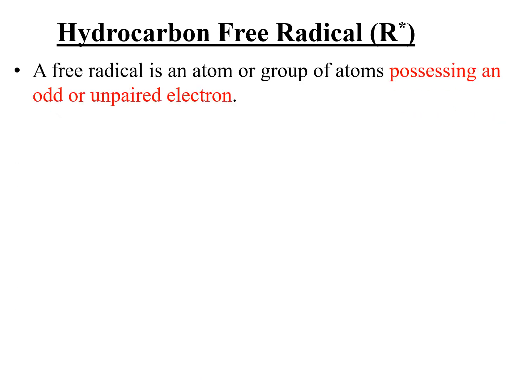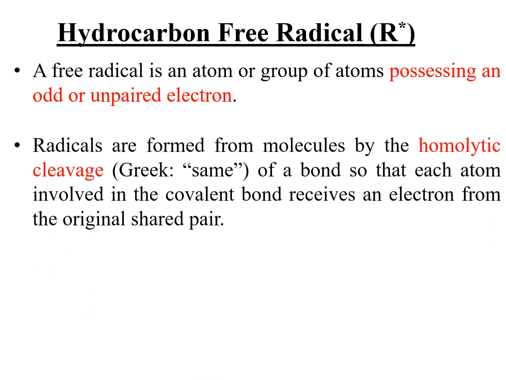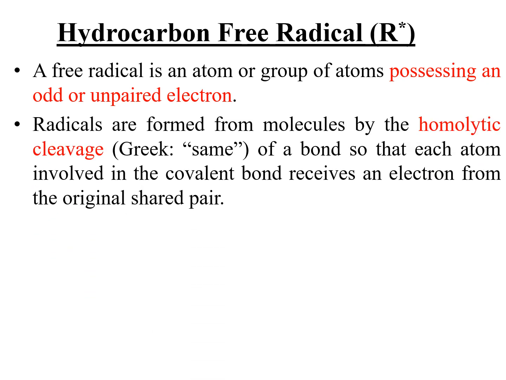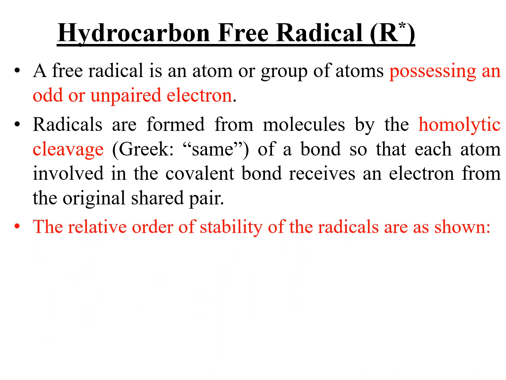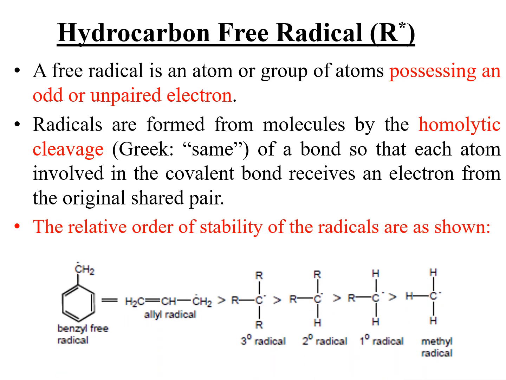A free radical is just an atom or group of atoms that possesses odd or unpaired electrons. These free radicals are obtained using homolytic cleavage. And the order of stability of these free radicals is as shown. Benzyl free radical and allyl free radical are very stable and are more stable than tertiary, and the least stable is methyl, meaning the more the electron donating capacity of the alkyl group, the more stable the radical becomes.